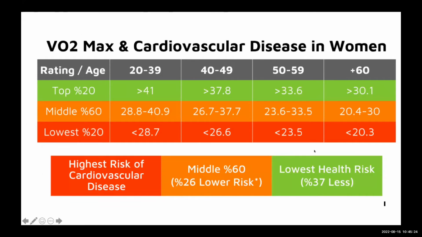People in the upper quantile, aged 20 to 39, who have an oxygen consumption of more than 41 ml per kg per minute, have the best prognosis when compared to people of similar age who have less than 28. These charts are given everywhere. You can look them up on the internet.